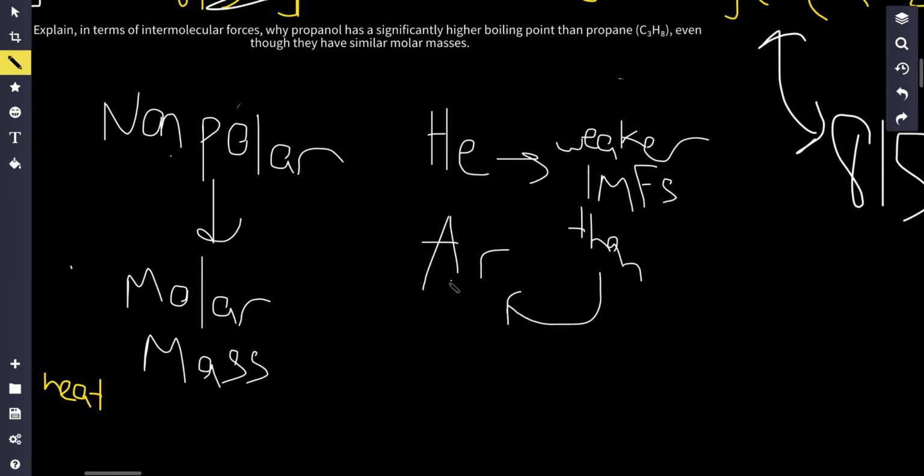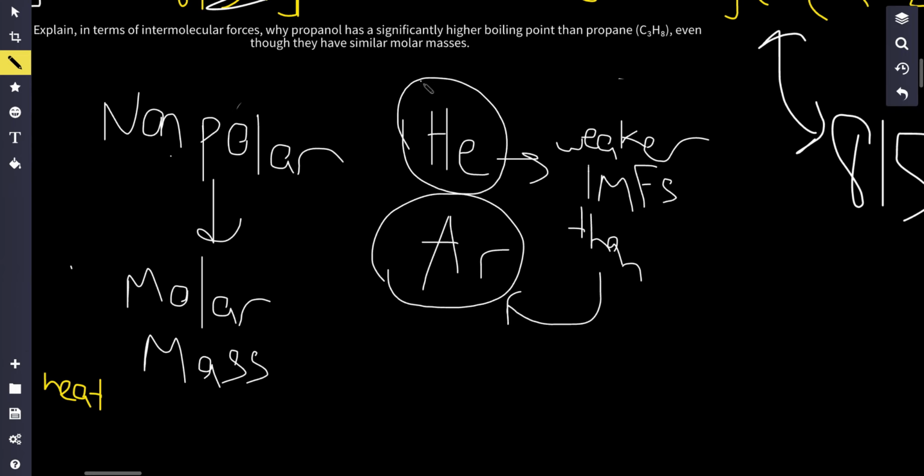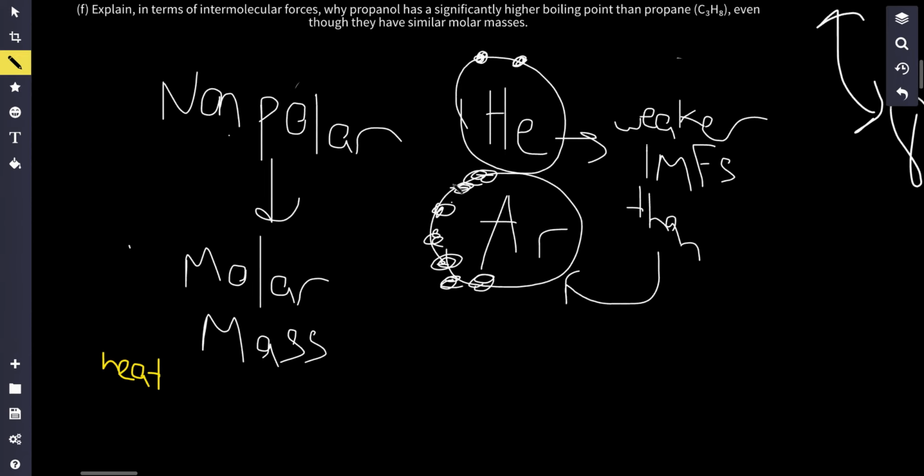Another way to think about it is because argon has more electrons than helium, well, helium only has the potential to have 2 electrons on one side of the atom, right? Because helium only has 2 electrons. But argon has the potential to have way more electrons on one side of the atom, therefore creating a stronger temporary dipole, aka London dispersion force, than helium.